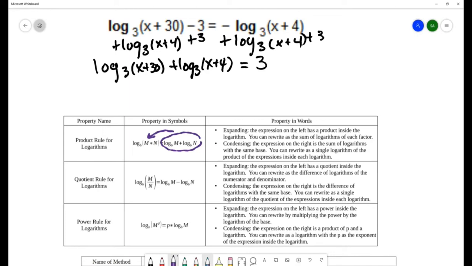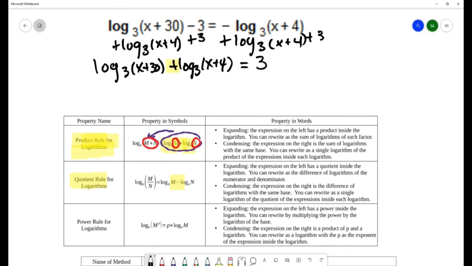To use a property like this, you need to have logs with the same base, and you need to be adding or subtracting. If you're adding or subtracting, you're either going to use the product rule or the quotient rule. We're adding, so we're going to use the product rule. The reason it's called the product rule is because you take the expressions inside of the log and you multiply them together, creating that product. So that's what we're going to do with our example.